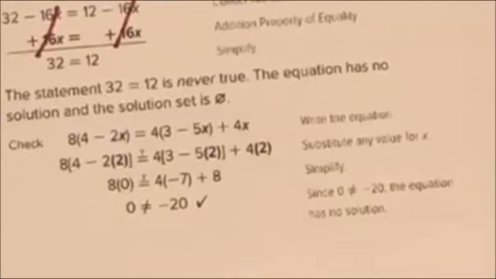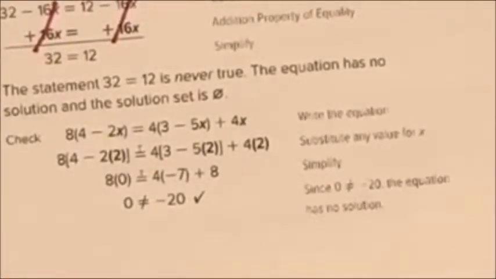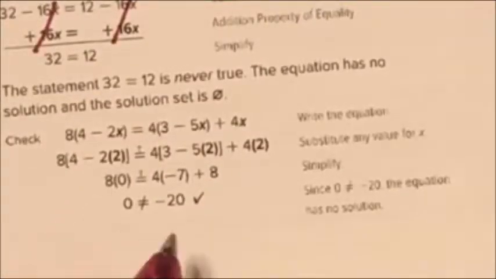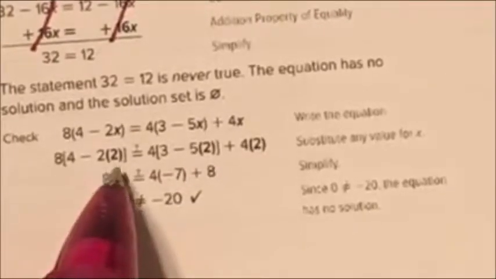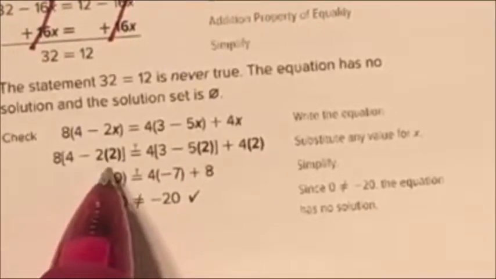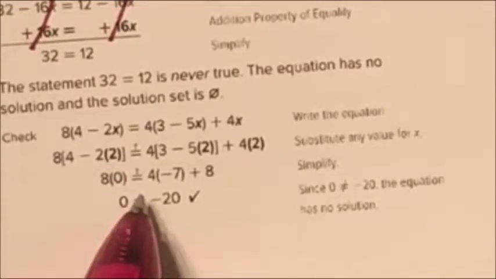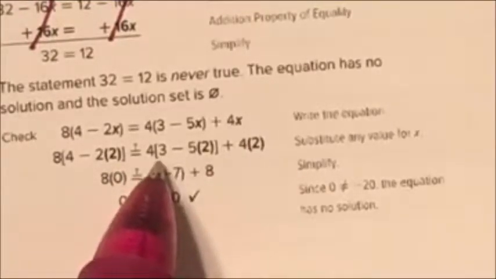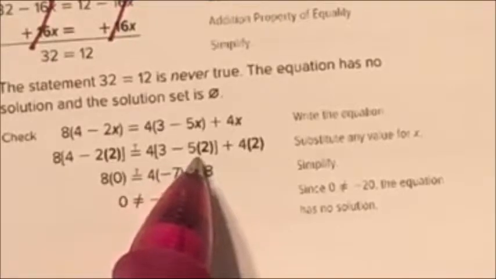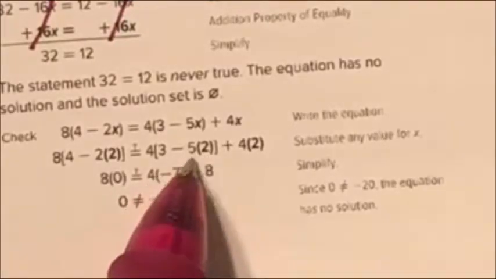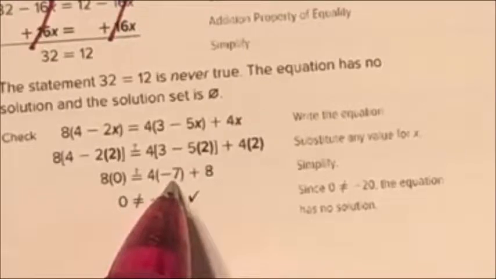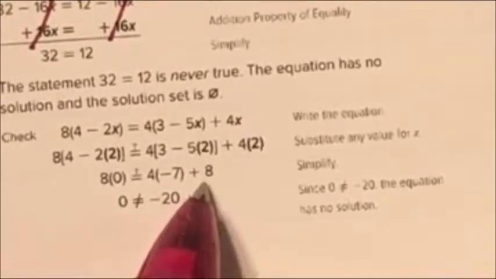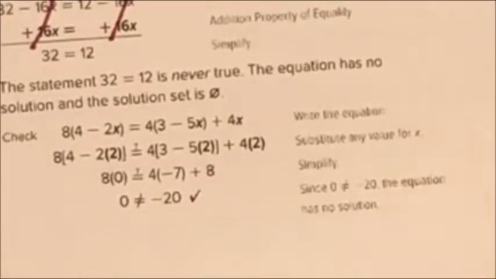Okay, you can always double check. You can plug in any number that you would like. Let's say 2. 2 times 2 is 4. 4 minus 4 is 0. 8 times 0 is 0. 3 minus 5 times 2. 5 times 2 is 10. 3 minus 10 is negative 7. Negative 7 times 4 is negative 28. Plus 8 gives me negative 20. Okay? So it doesn't work. You can plug in any number, it will never work.